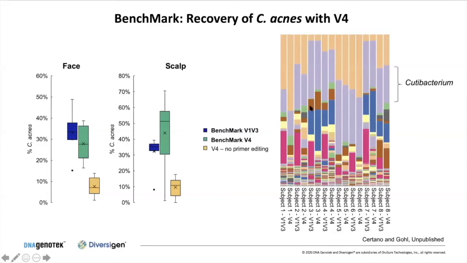And this on the right is a plot of paired donors analyzed either with V1, V3 or with V4. These purple bars are the amount of Cutibacterium that are detected in these samples. And what you can see is that we detect very similar levels of Cutibacterium when using V4 as we do with V1, V3, as long as we've implemented these optimizations and enabled primer editing in these samples.